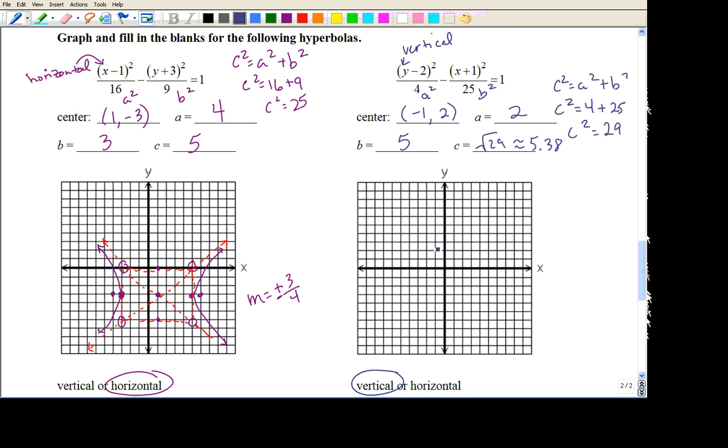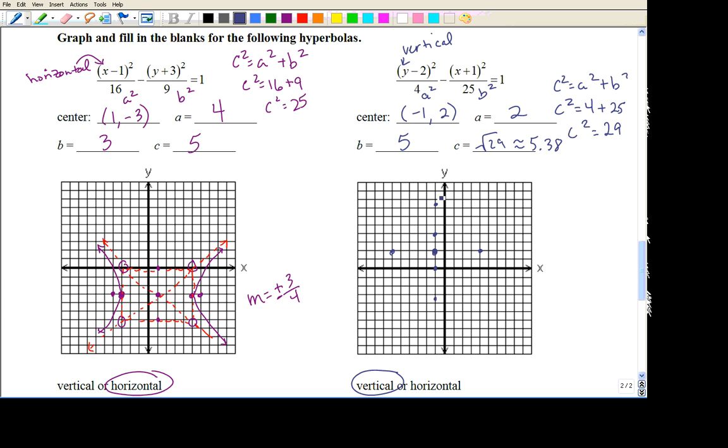Okay, so the center is at negative 1, 2. It's vertical, so that means the a and the c value will go vertically as well. So we'll go up and down 2. And then the foci will go up and down 5 and a little bit. So 1, 2, 3, 4, 5. And 1, 2, 3, 4, 5 and a little. And then b will go left and right. So we'll go 1, 2, 3, 4, 5. And 1, 2, 3, 4, 5.